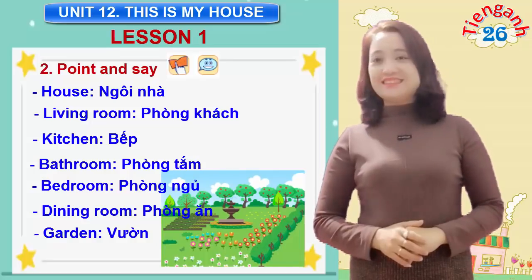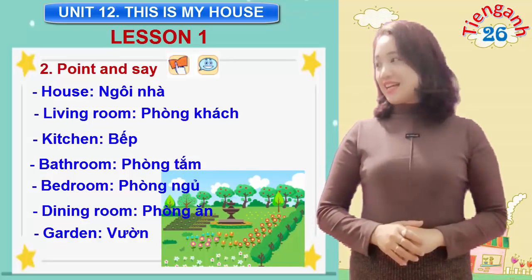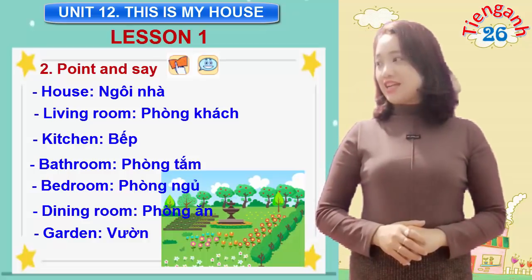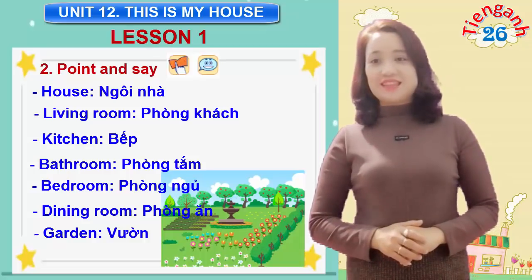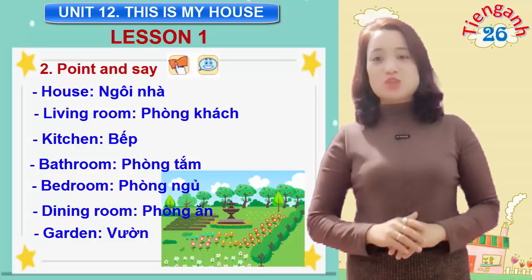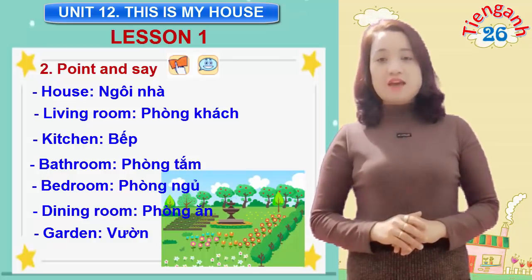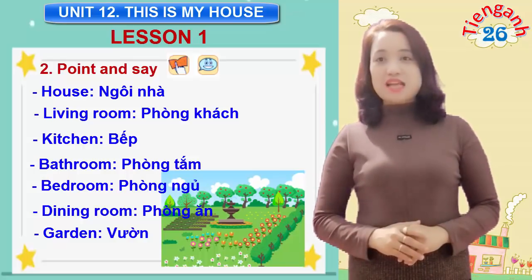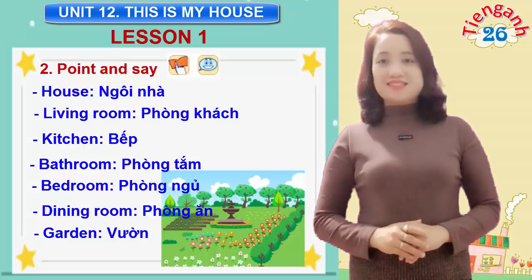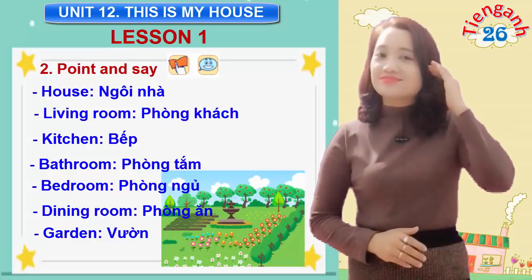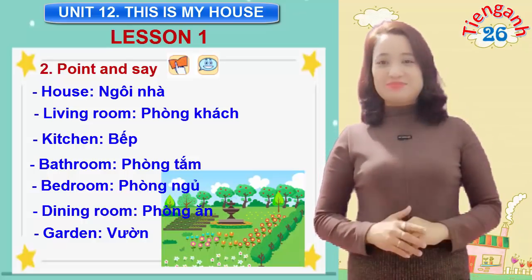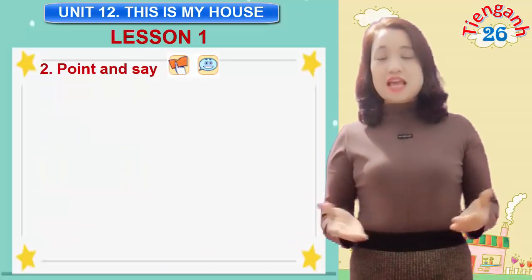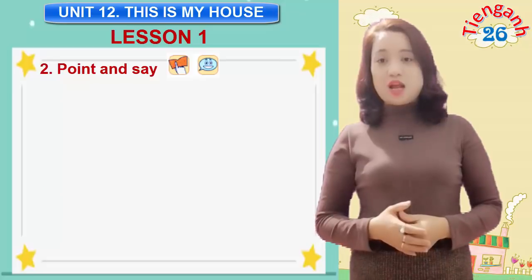Garden. The garden is a place where you can plant trees, vegetables, or flowers. Now repeat after me. Garden. Very good. Okay, students, there are some parts of our house.